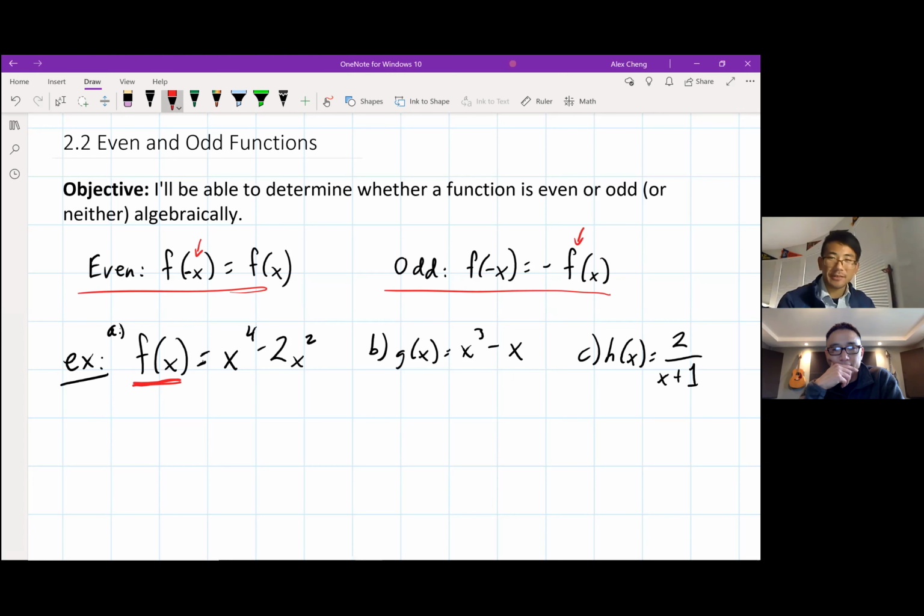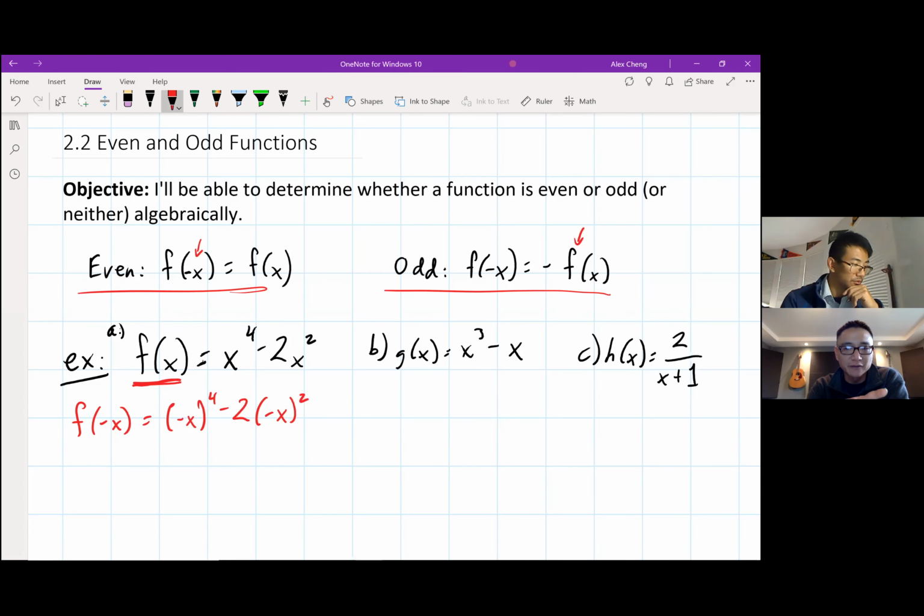So I'll start off with f of negative x in this case. So I'm replacing that x inside the parentheses there with just a negative x. So that would just mean instead of x to the fourth, now I have negative x, not squared, to the fourth minus 2 times negative x squared. Okay, so it looks like you're taking the original function f of x and evaluating it for an input of negative x. Right, yeah.